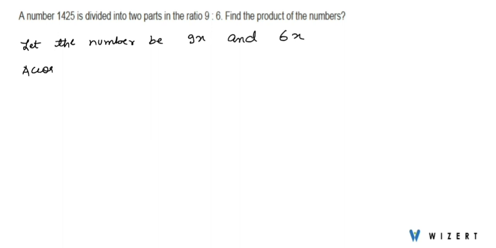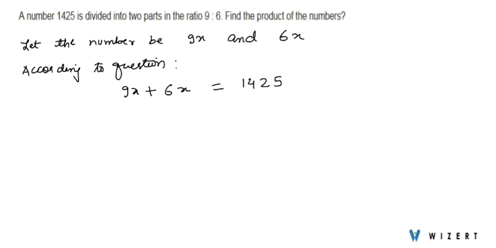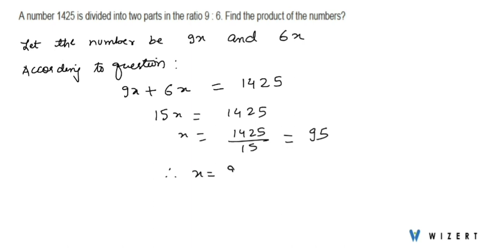Now according to the question we can write that the sum 9x plus 6x is given as 1425, because this is the number that we have divided. So from here we can get the value of x as 1425 divided by 15, which is equal to 95. Therefore x is 95. So if x is 95, then we can get the numbers also.